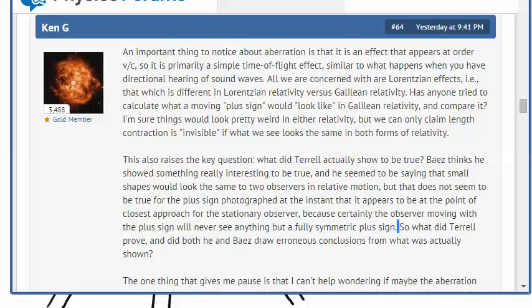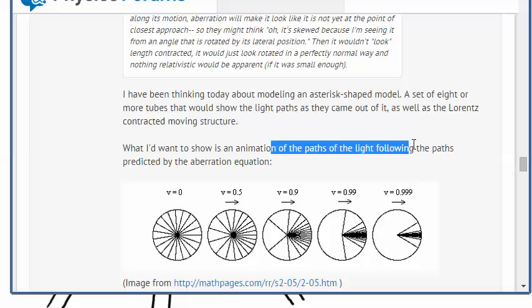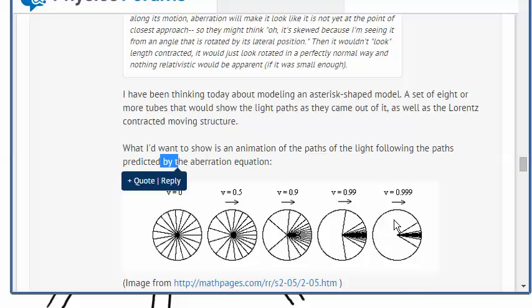I said I have been thinking today about modeling an asterisk-shaped model, a set of 8 or more tubes that would show the paths as they came out of it, as well as the Lorentz contracted moving structure. What I'd want to show is an animation of the paths of light predicted by the aberration equation. In particular, I'm going to try to estimate around 0.9 velocity.